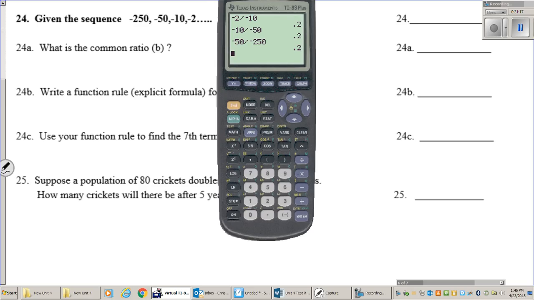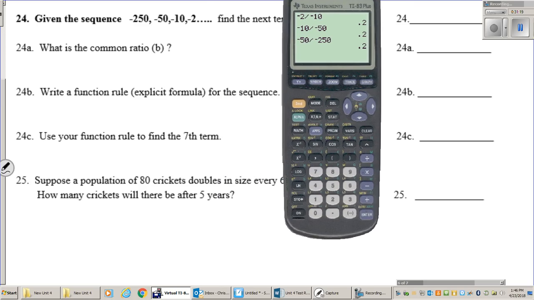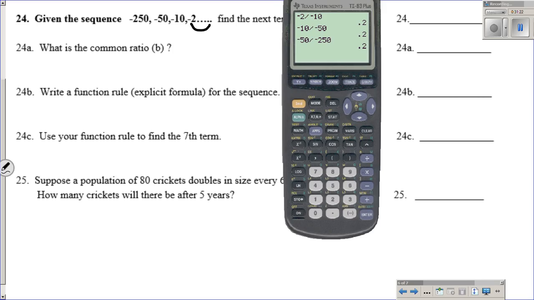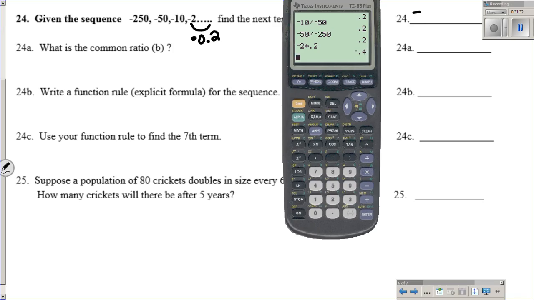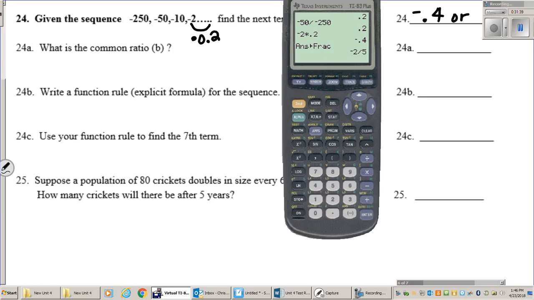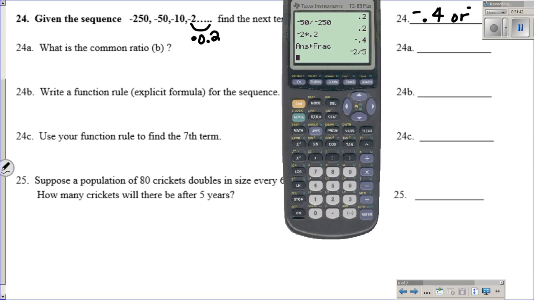So now in order to find the next term in the sequence, I'm just going to pick up at the negative 2. I'm going to multiply times 0.2. So negative 2 times 0.2. So the next number in the sequence is negative 4/10, or we could convert this to a fraction. Math, enter, enter, and that's negative 2/5. So we would accept negative 4/10 or negative 2/5.